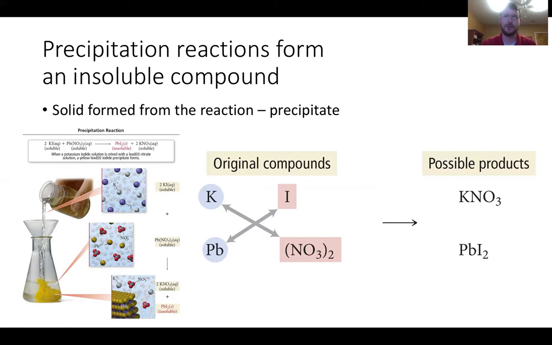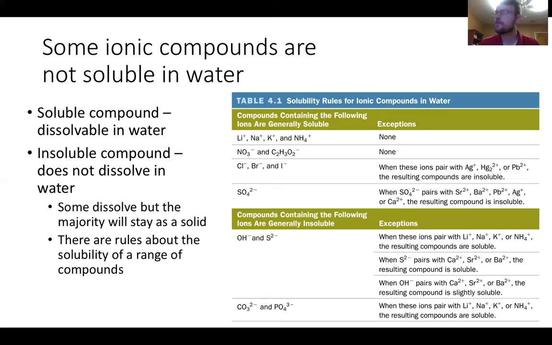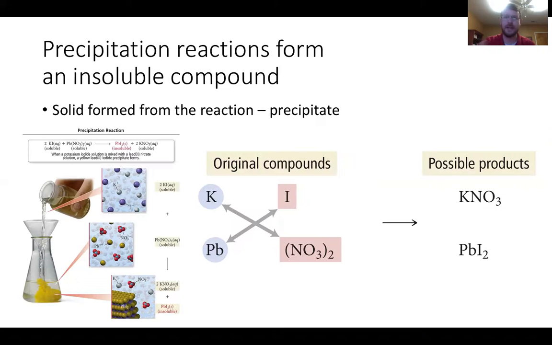Now if we go to our table, for lead iodide, we can look on the third row where it says when these ions pair with silver, mercury, or lead, they're insoluble. So we know that the lead iodide formed is insoluble. I'm going to give you an example of this type of reaction.